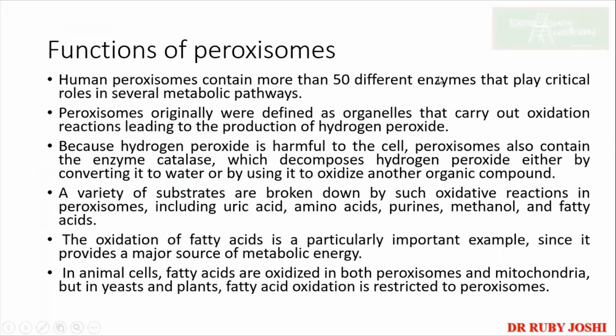Now coming to the functions of the peroxisomes. Human peroxisomes have about 50 different enzymes, and they all play an important role in carrying out metabolic activities. Peroxisomes were originally defined as organelles which carry out oxidation reactions that lead to the production of H2O2, hydrogen peroxide. Now we know that hydrogen peroxide is harmful to the cell. So they also contain enzymes like catalase, which decompose it into water and oxygen.